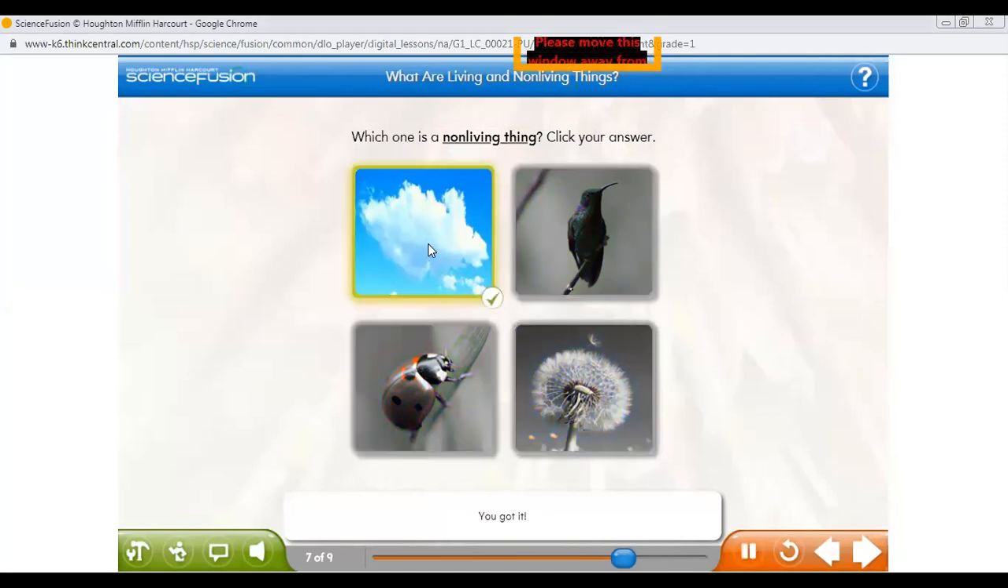So, let's see. You got it. Yes. Clouds are a non-living thing. They move and change, but they don't grow, respond, or reproduce. So, a cloud is a non-living thing, because even though they can move and change, they don't grow, respond, or reproduce. So, they are a non-living thing.